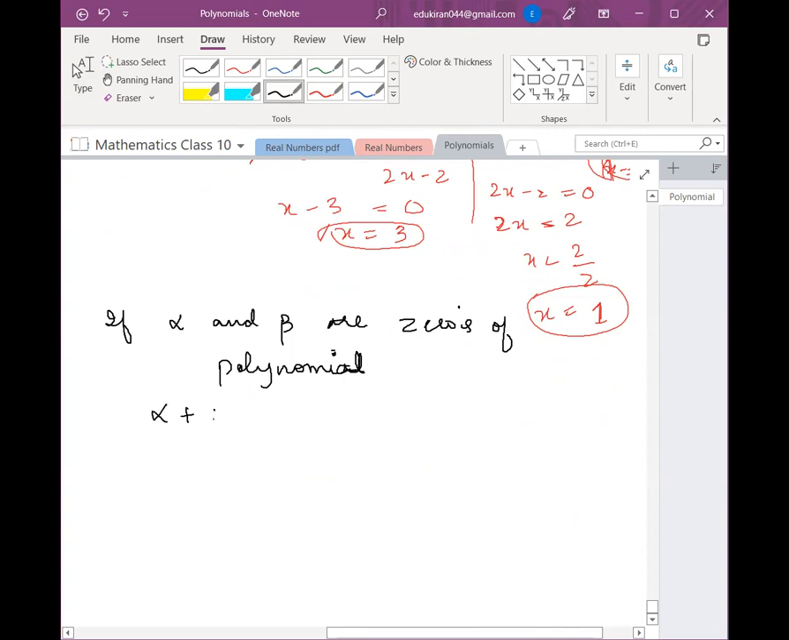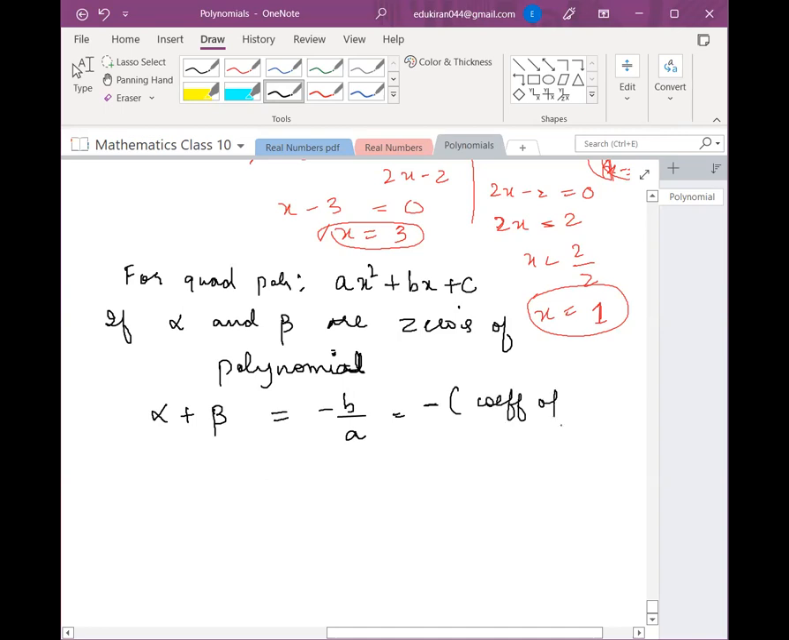So their sum of zeros will be equal to minus b upon a. This is for a quadratic polynomial. For quadratic polynomial, I'm saying. For linear, I've already told you. So quadratic form is of the form ax square plus bx plus c. So this is equal to minus b upon a. That means minus which term? Coefficient of x. b is the coefficient of x and a is the coefficient of x square. Clear? And if you take the product of the zeros, this will be equal to c upon a.